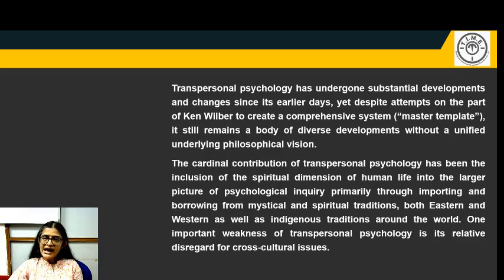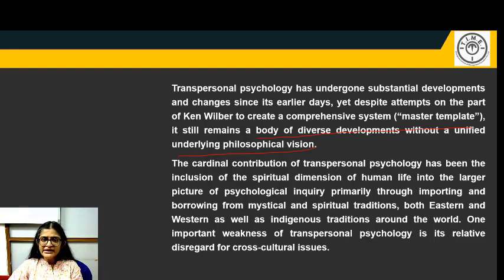Transpersonal psychology has undergone substantial developments and changes since its earlier days. Yet despite attempts on the part of Ken Wilber, who must be part of this transpersonal psychology, to create a comprehensive system or master template, it still remains a body of diverse developments without a unified underlying philosophical vision. So this is the weakness of this school of thought, that it is still a body of diverse developments, different developments in different parts of the world maybe, without any uniformity.